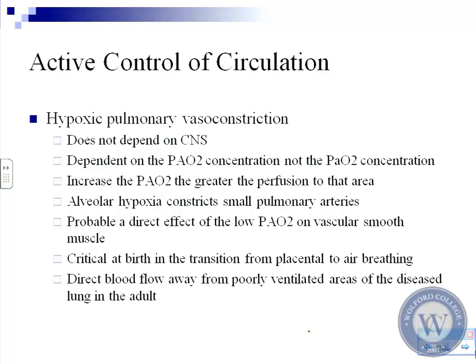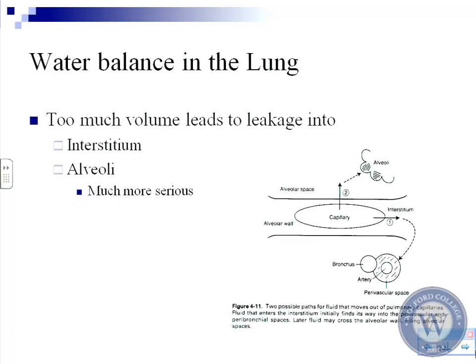Now, unfortunately, when you put people under general anesthesia, what happens to HPV? Most general anesthetics, especially volatile anesthetics, inhibit HPV. As a consequence, blood flow that normally would go to poorly ventilated lung now begins to increase to those areas. Okay, so you get a greater VQ mismatch once you turn the volatile anesthetic on somebody. And there's really no way to get rid of that problem because you're basically inhibiting HPV.